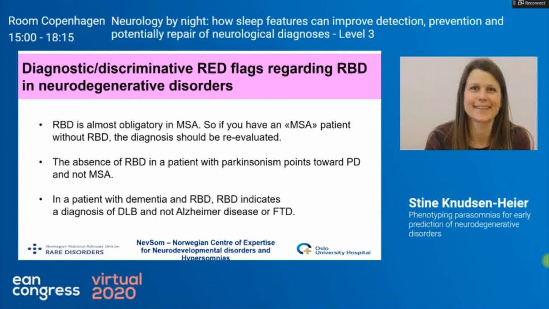So just to sum up some of the important red flags regarding RBD in neurodegenerative disorders. If the patient has MSA, then RBD is almost obligatory. So if you have a so-called MSA patient without RBD, you really should re-evaluate the diagnosis. If you have a patient with Parkinsonism with no RBD, this points more to Parkinson's disease than to MSA. If you have a patient with dementia and RBD, then RBD indicates that the patient will have a diagnosis of dementia with Lewy bodies, but not Alzheimer's disease or frontotemporal dementia.